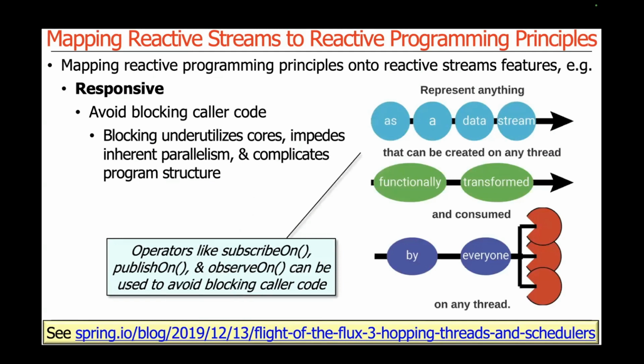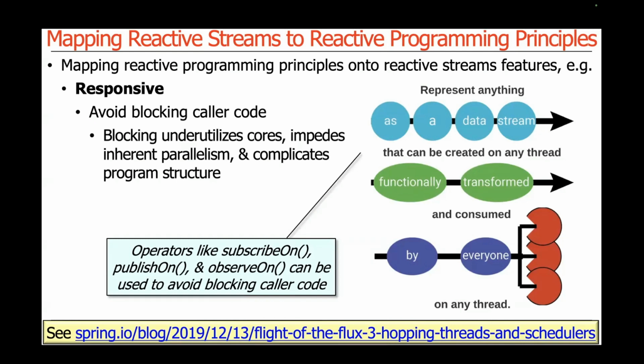And the way this is done in RxJava, or Project Reactor for that matter, is to use operators that are defined on reactive streams. And these include things like subscribe on, publish on, and observe on. It turns out that the different frameworks have slightly different groupings of method names, but for our purposes, we'll be focusing on RxJava. And so we'll be talking about observe on and publish on. And these can be used to avoid blocking caller code.